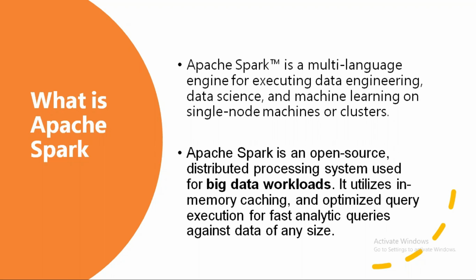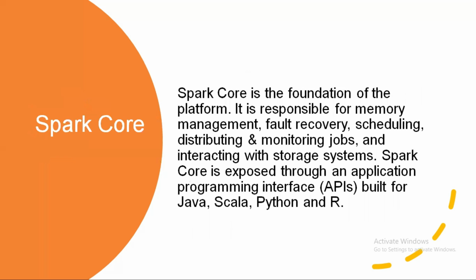So let's say you have a huge amount of data. Now that data you need to process. So for that, basically we use Apache Spark. What Apache Spark does is distribute the data and then process it so that the performance is fast for that data processing. It utilizes in-memory caching and optimized query execution for fast analytic queries against data of any size.